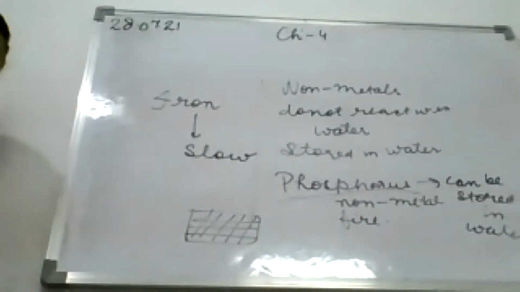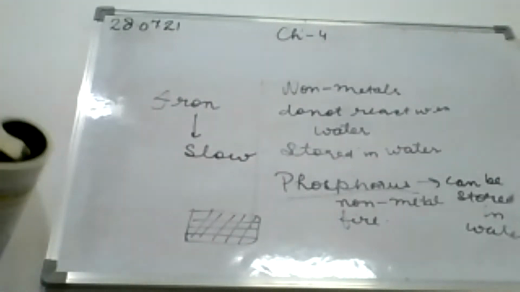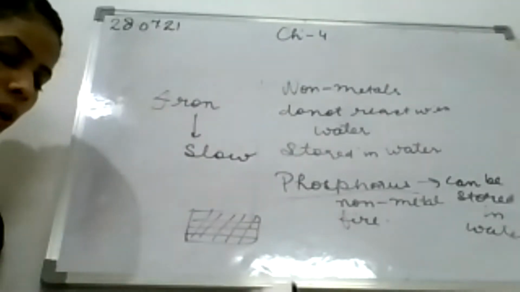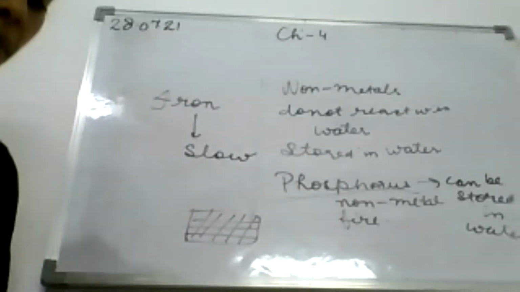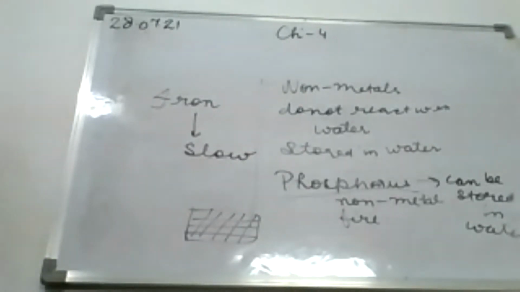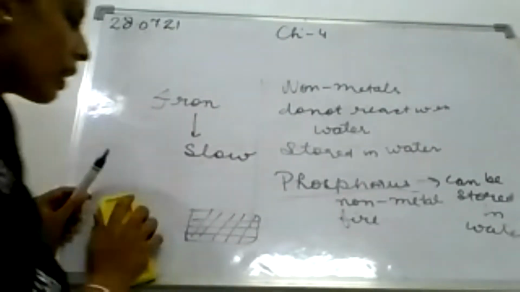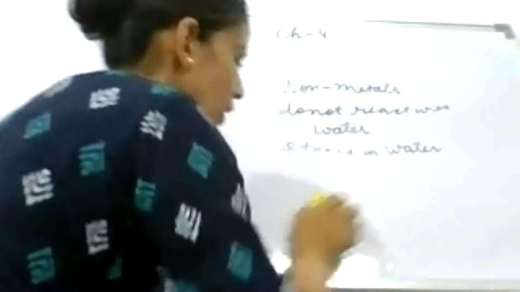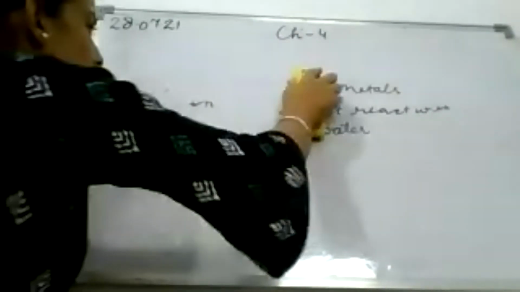Now next is reaction with acids. So in activity 4.6 there are samples of metals and non-metals given. Samples are from A to F. A is magnesium, B is aluminium, C is iron, D is copper, E is charcoal, F is sulfur. So firstly, how do the metals react with acids?